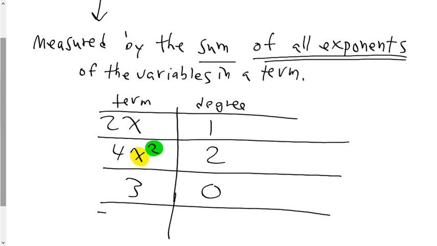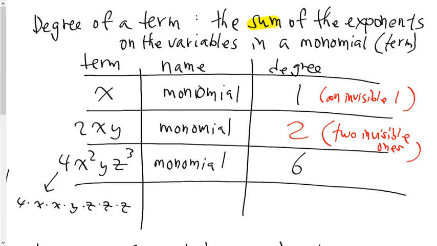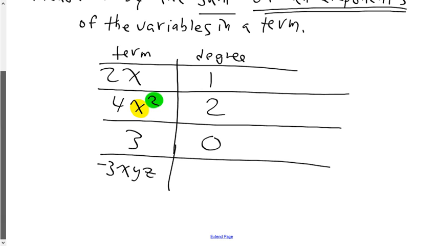Finally, if I said negative 3xyz, that's one term because it's negative 3 times x times y times z, the product of numbers and variables. That's one term. It's a monomial. And if I think about the variables within that, the x has an exponent of 1, the y has an exponent of 1, and the z has an exponent of 1. So really, there are 3 invisible ones there. Its degree would be 3, even though those ones weren't written. They still are exponents of 1, and therefore the degree of that monomial or that term would be 3.